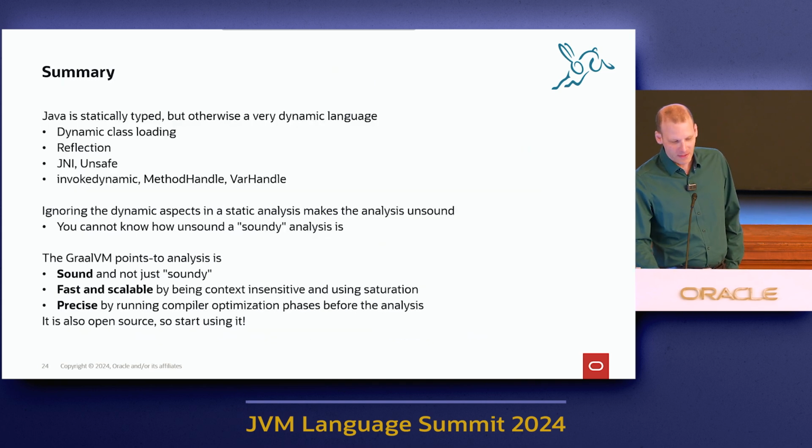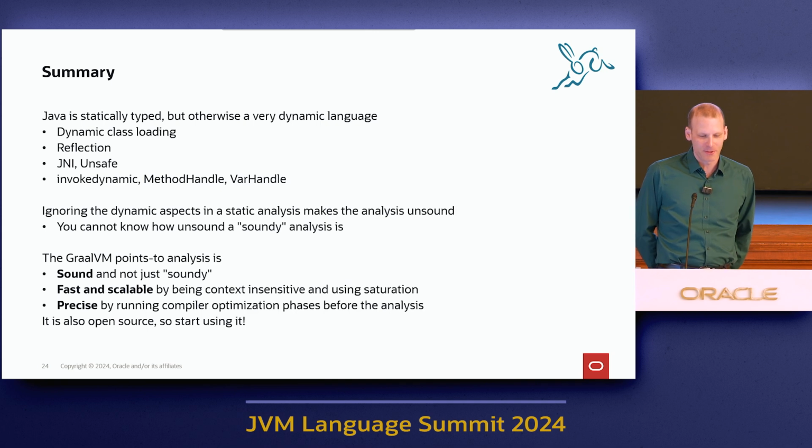So in summary, Java is statically typed, but otherwise it's a very dynamic language. And the point I try to make is, if you ignore the dynamic aspects and say my analysis is unsound and ignoring certain aspects, then you might be in trouble, because you never know really how unsound your soundy analysis is.